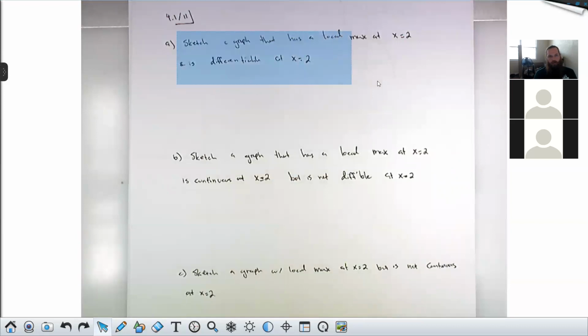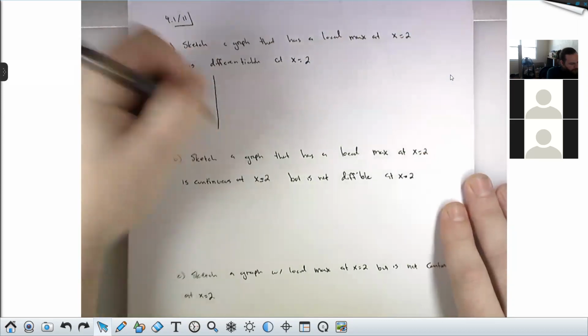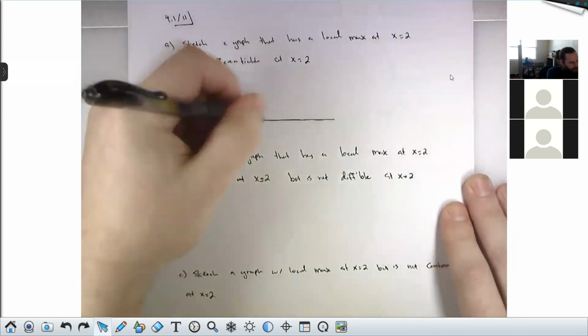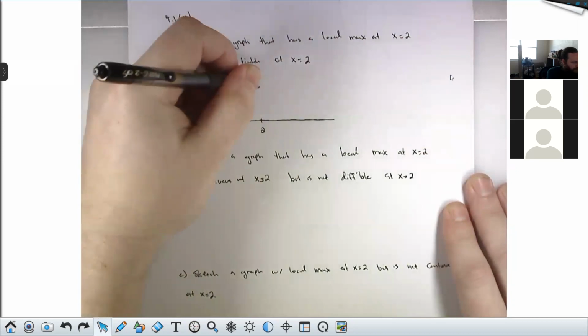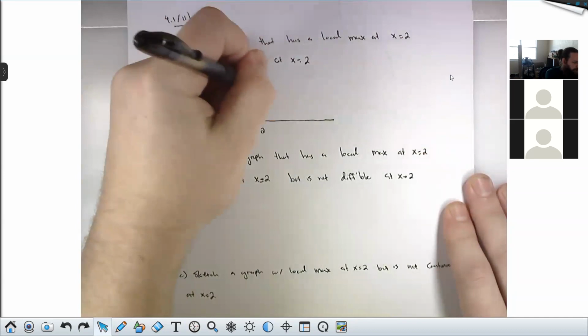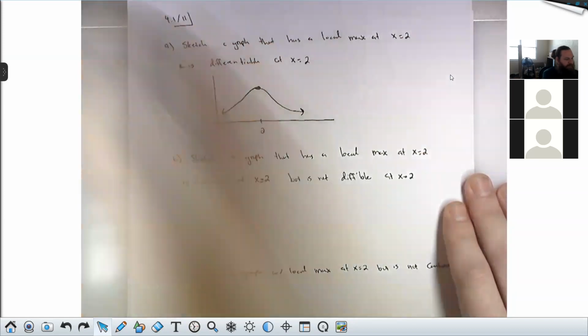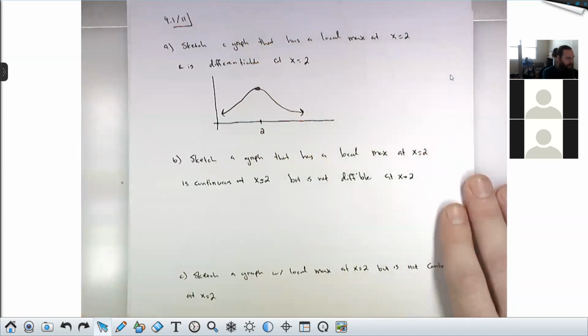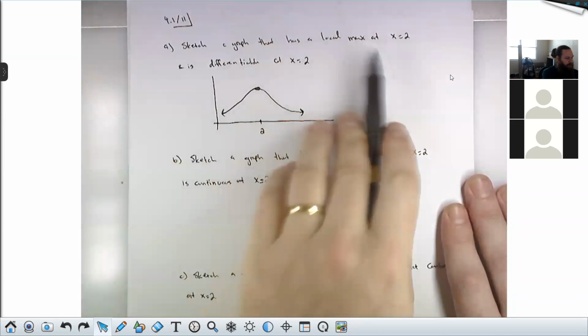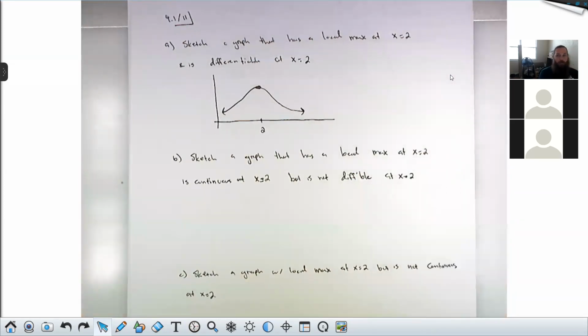So having a local max and being differentiable, that's the case we're mostly familiar with. If here is 2, then anything like this would do the job. Here I clearly have a local max there. This is the top of a hill. And because I am differentiable and have a local max, according to Fermat's theorem, there has to be a horizontal tangent, and that's what we see. If you're smooth and you have a local max, you've got to have that horizontal tangent.